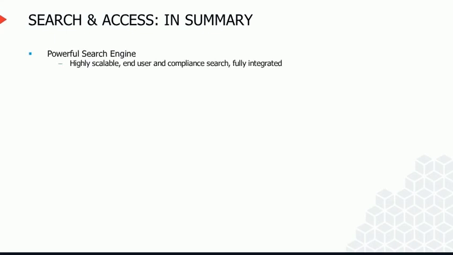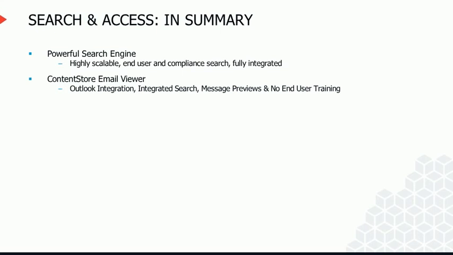To wrap up our section on search and access, here is a recap of some of the highlights associated with CommVault software capabilities. The CommVault search engine acts as the basis for highly scalable and flexible indexing and search environments, and can provide both end users and compliance users the tools to find the specific information they require for a particular operation in a highly effective manner. The Content Store email viewer provides deep and seamless integration with Microsoft Outlook, including integrated search capabilities and message previews. This results in little to no need for end-user training and reduced administrative burden.